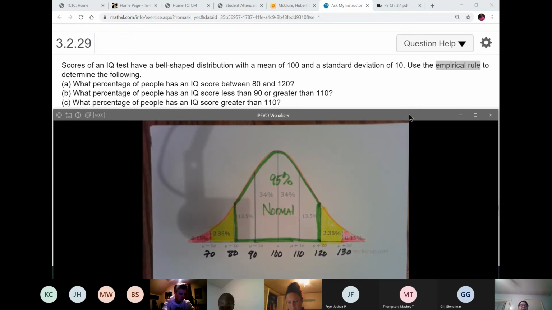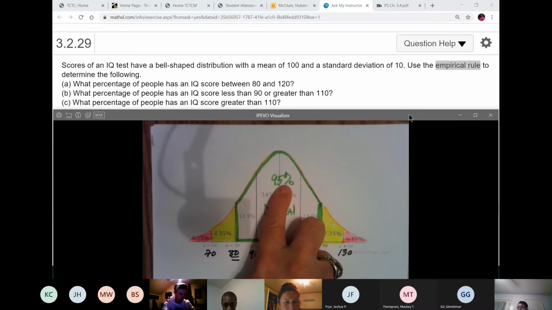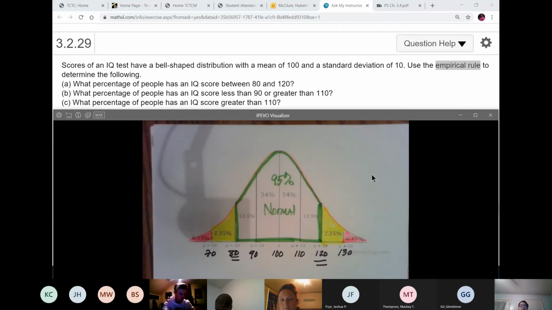What percentage of people has an IQ score between 80 and 120? So I'm going to take my handy dandy 80 and 120. Oh my gosh, I need to take that question off the test. That's too easy. What is it? Between 80 and 120? 95. We're just going to answer them and then I'll move everything down. All right, the second one.